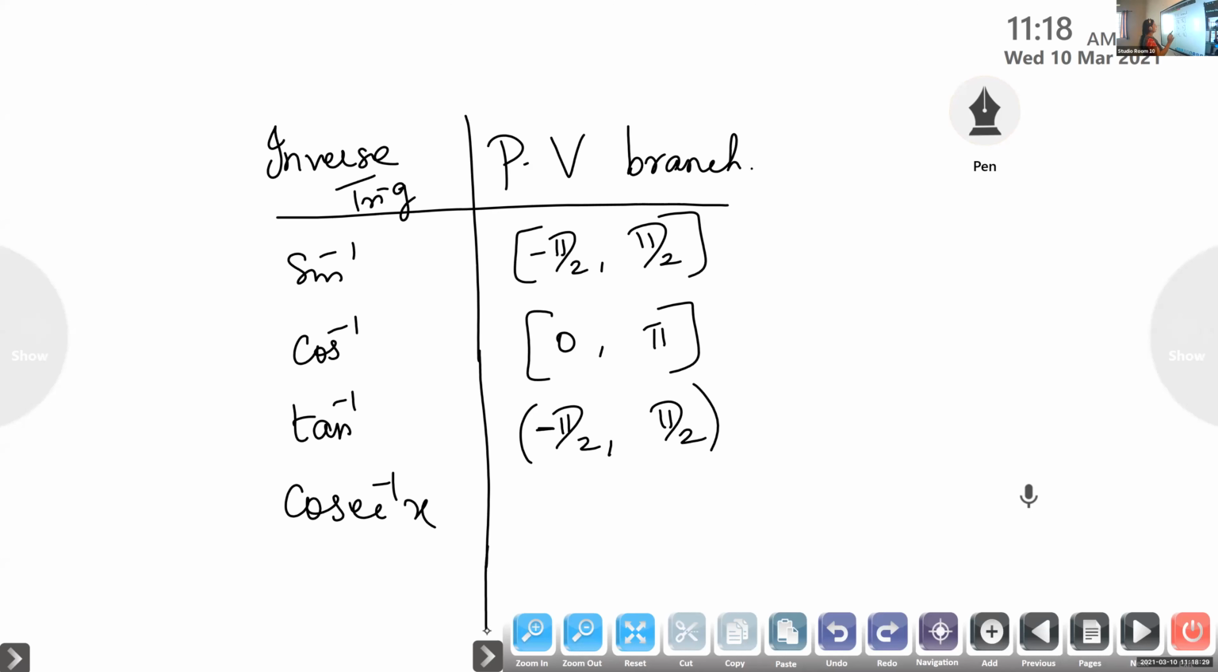It will be from minus pi by 2 to plus pi by 2, except 0. You can take all the values from minus pi by 2 to pi by 2, except 0.